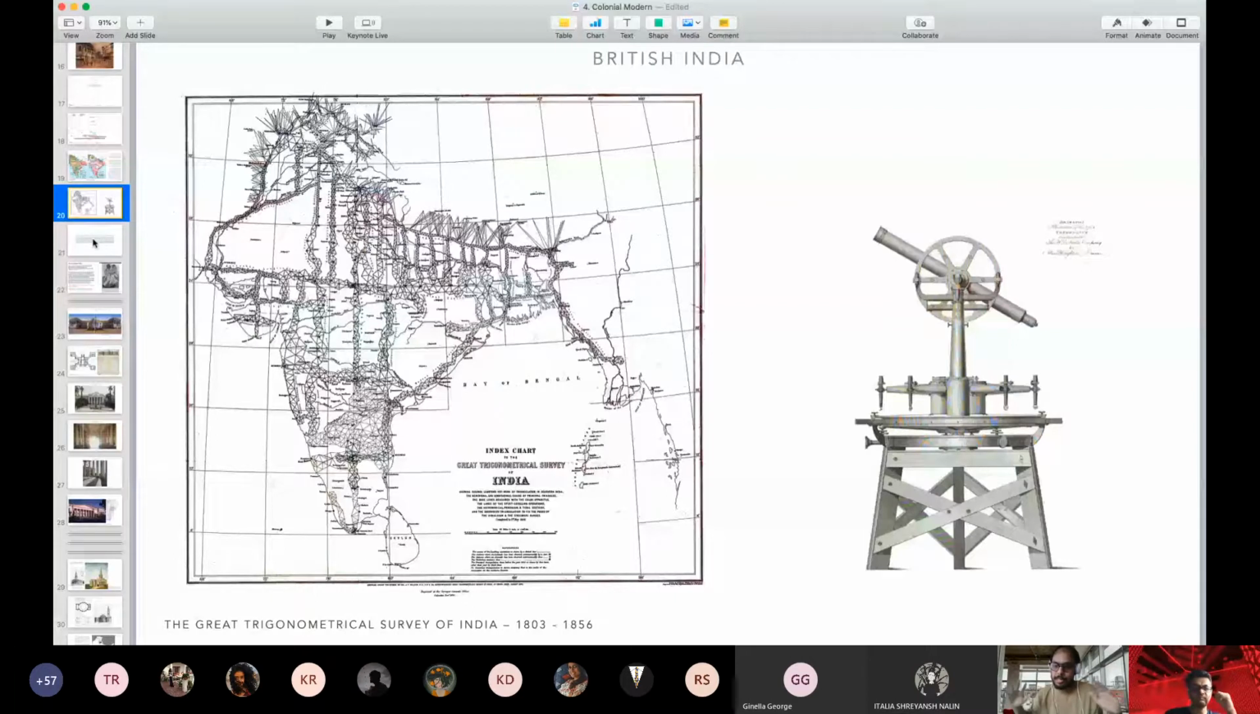The entire project spans 50-60 years. Starting from Chennai, the first datums are set there, and then they go towards the west and the north from those datums to create a map of the nation.